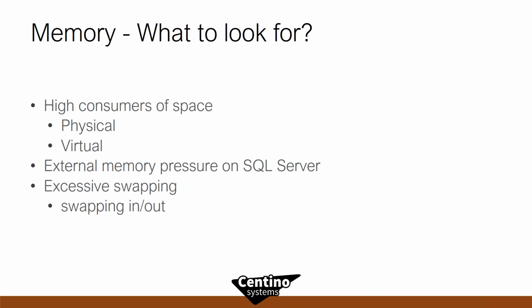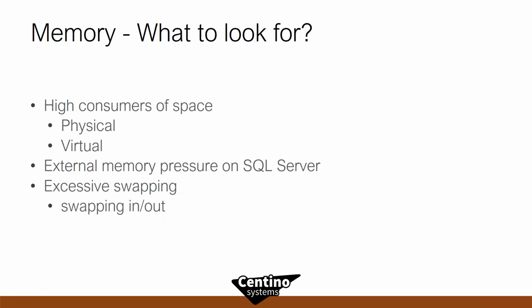So now that we have the theory of memory behind us, what do we want to look for inside of a Linux system? We want to look at high consumers of space, both physical and virtual. And is there a disconnect between those two? Do I have a lot of physical memory and a lot of virtual memory, or a lot of virtual memory and a small amount of physical memory? If I have a lot of virtual and a small amount of physical, why? Why is the majority of my process not in memory anymore? I want to understand what's going on there.